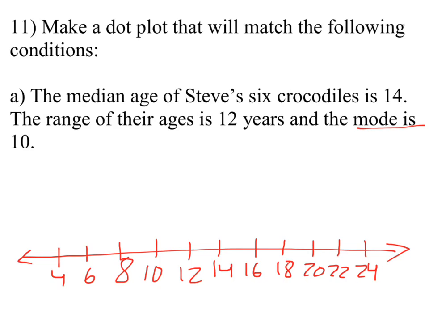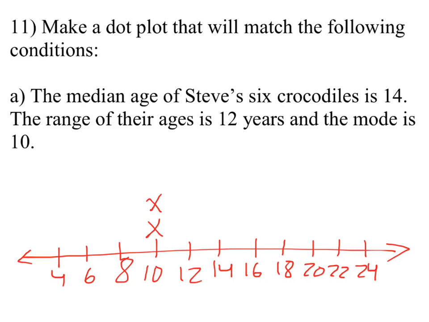So when you see something like the mode is 10, that number needs to show up the most. And so 10 is going to have at least 2 dots on it. There are 6 crocodiles total, so I got 4 more x's I need to put down. I can use here that the range of the age is 12, so I could go from, say, 4 to 16, and I could go from 6 to 18, and I could go from 8 to 20. So there's a lot of different options.